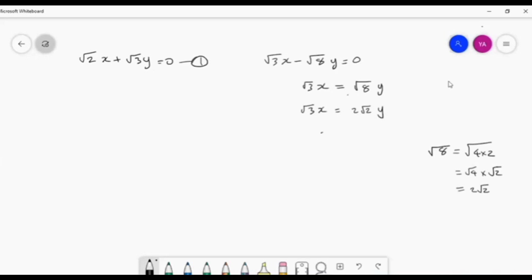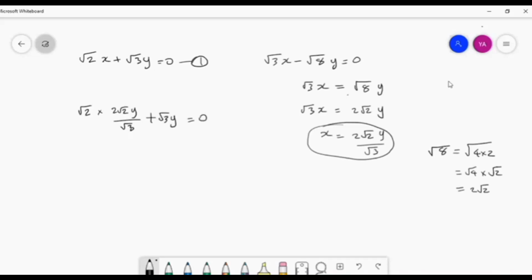Next step, x is equal to 2 root 2 y by root 3. So root 3 will come to the right side. And this value will be substituted here. So root 2 into x, the value of x is here, that is 2 root 2 y by root 3, plus root 3 y is equal to 0. And here root 2 into root 2, what will it become?